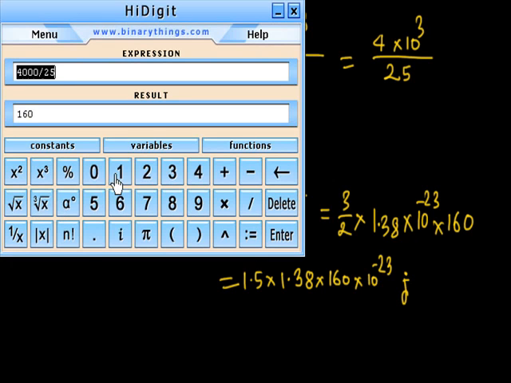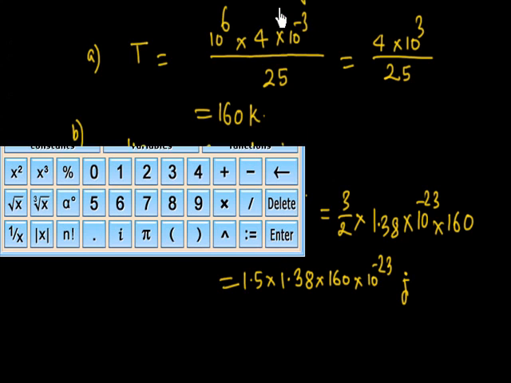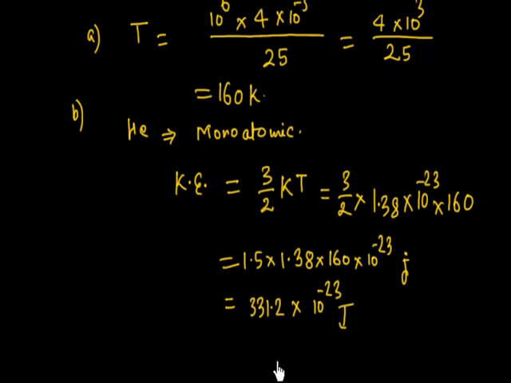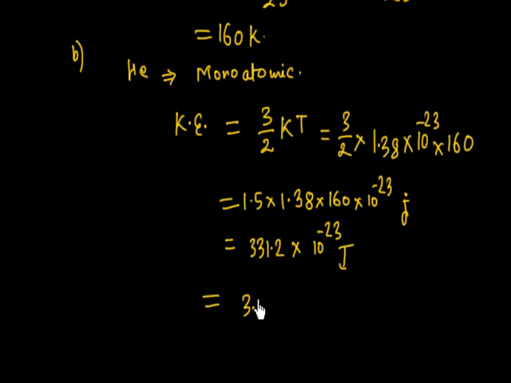Let us calculate this value. So 1.5 into 1.38 and then multiplied by 160. So this comes out to be 331.2. So this value is 331.2 into 10 to the power minus 23 joule. If I wish, I can also write it in scientific notation as 3.312 into 10 to the power minus 21 joule. So this is the answer of part B.